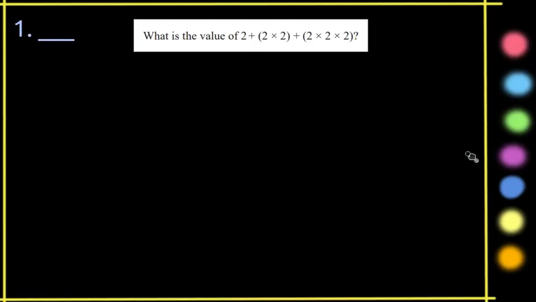Okay, so this is problem one, and it says, what is the value of 2 plus 2 times 2 plus 2 times 2 times 2. So that's just 2 plus 4 plus 8, and that is 14. So we can put 14 up here. All right, we're off to a good start.